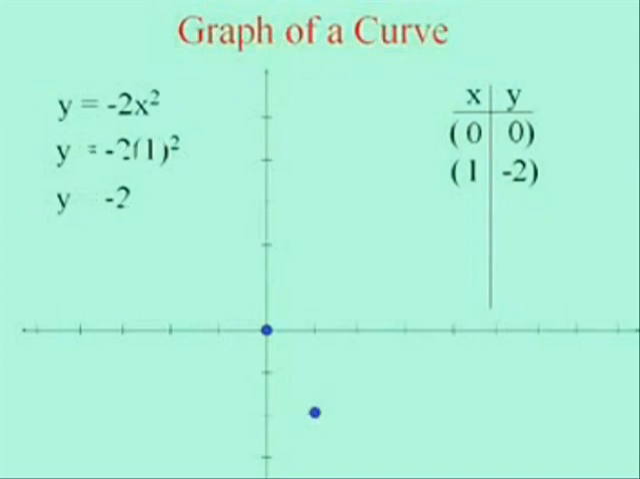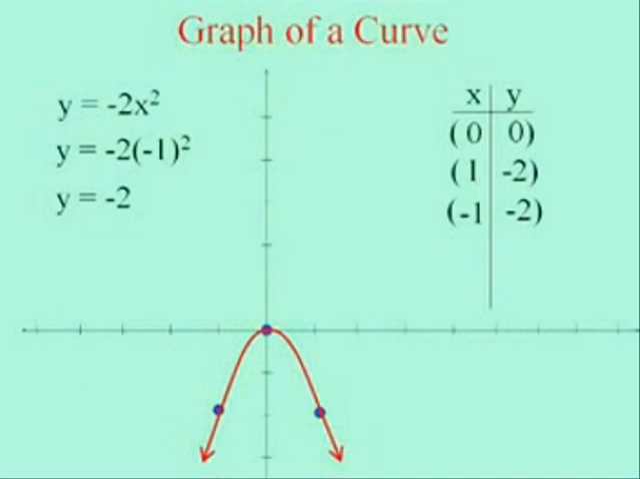Now I can't resist. Let me try that negative 1 again and see what happens. Negative 1 squared is positive 1, times negative 2, I get a negative 2, don't I? Now back 1 and down 2. Oh, it didn't work. Oh, it did. Surprise, it's still a curve, it just opens downward.